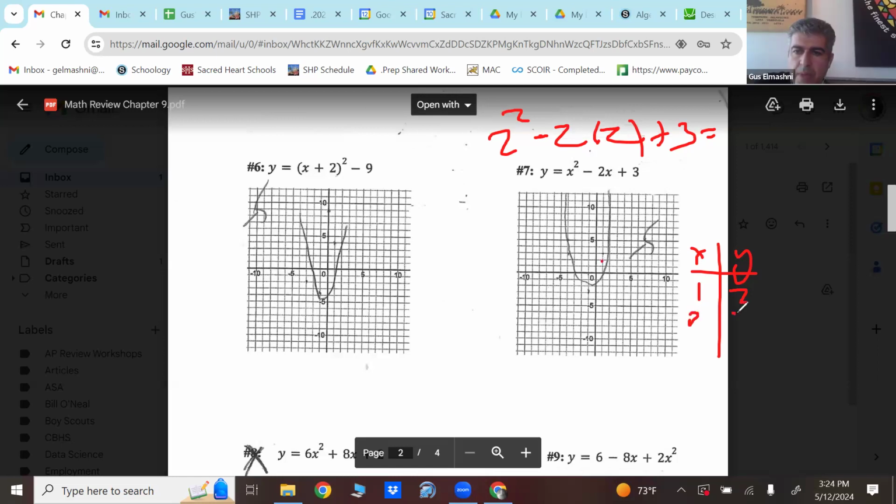Can we plug in 0? We got 3. Plug in 2. What do you get? Equals. I got 5. I don't think that's right.